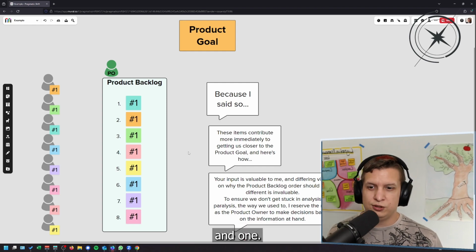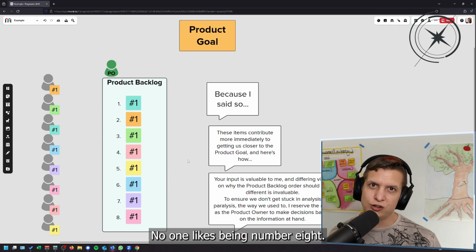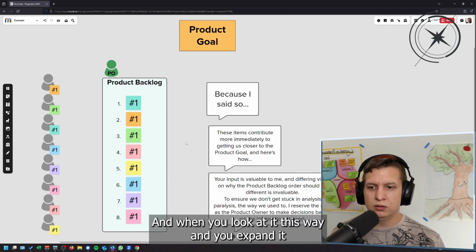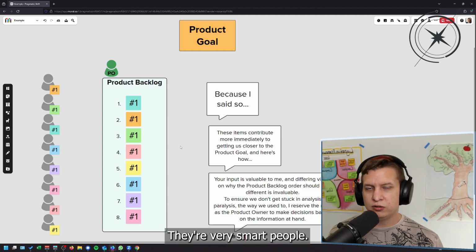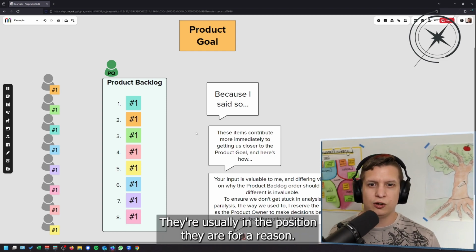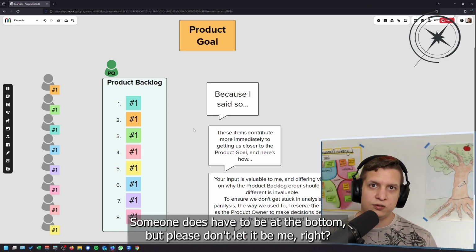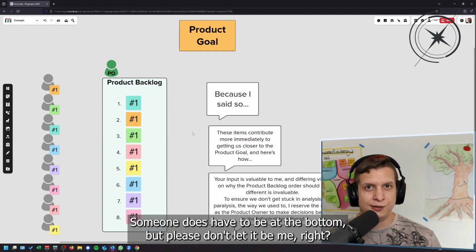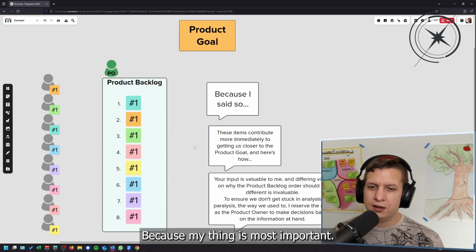You're still going to have the issue that someone's going to have to be number 8. No one likes being number 8, but someone has to be. And when you look at it this way, and you explain it this way, your stakeholders, they're not dumb, they're very smart people. They're usually in the position they are for a reason. And when you show it to them this way, they will go, yeah, no, you're right, someone does have to be at the bottom, but please don't let it be me, right? Because my thing is the most important.